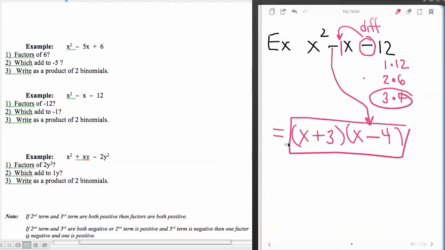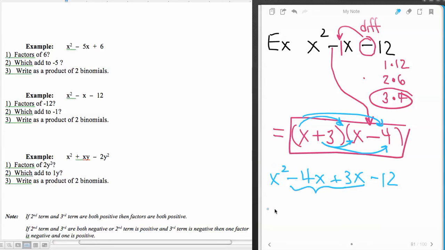And remember that you can always check these by multiplying out. Remember that a check for these says distribute, distribute, distribute, distribute. So x times x gives us x squared, minus 4 times x is 4x, plus 3 times x is 3x, minus 12. Then combining the like terms here, x squared minus x minus 12, and we see it's a check. So that is the way we check those.